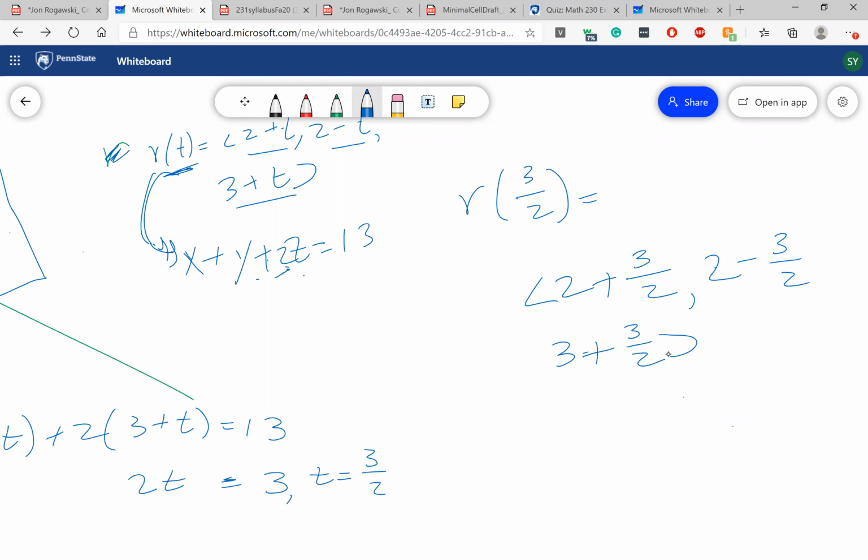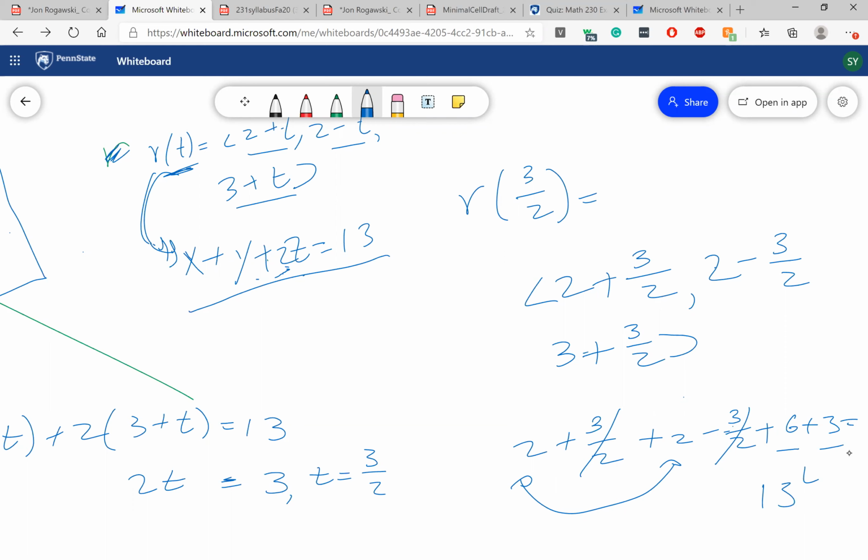Now let's plug it into the plane equation. We get 2 plus 3 over 2 plus 2 minus 3 over 2 plus 2 times 3 over 2 plus 3, this would be 2 times 3, so plus 6. What is this equal to? These cancel, and this is 4 plus 6, which is 10, plus 3, 13. Any questions about this?